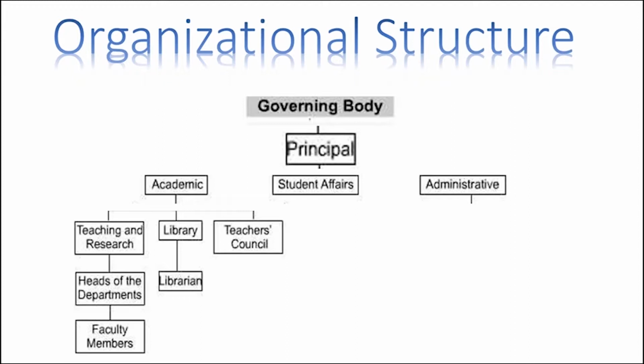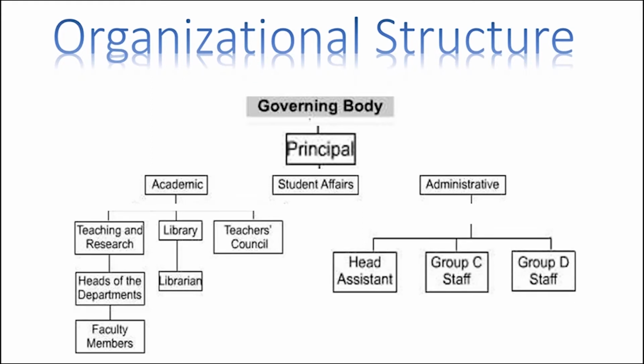The academic department is kind of the most supportive department, which might include sub-departments such as teaching and research, library, and teachers' council. These teaching and research departments will also need heads of departments, who are further worked upon by faculty members. A librarian works in the library, and the teachers' council is headed by one or two teachers. The administrative department, on the other hand, might have a head assistant and group staff, say C or D.